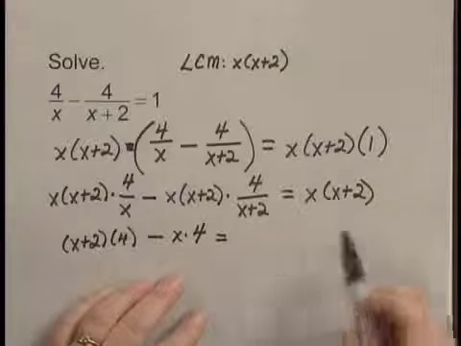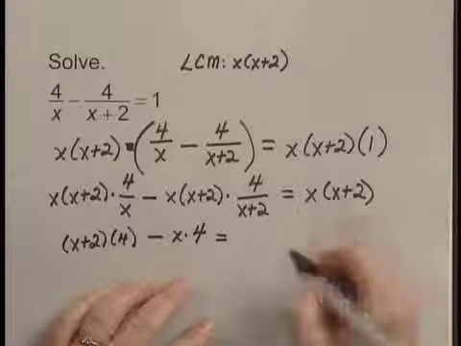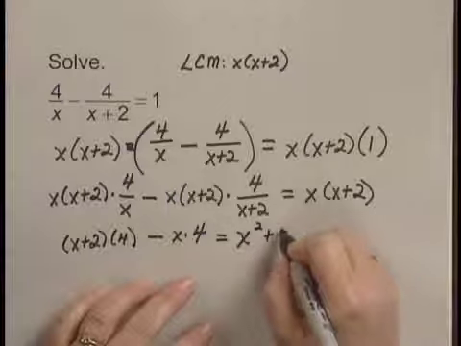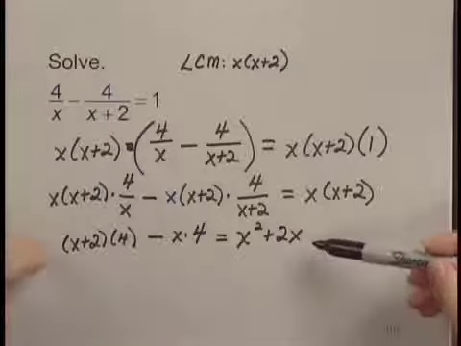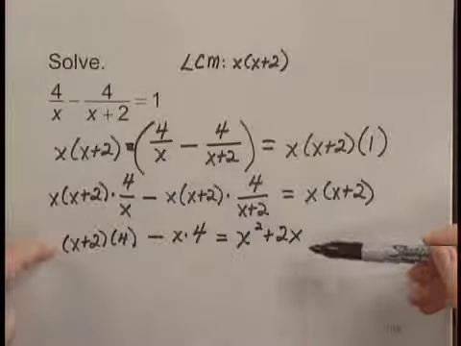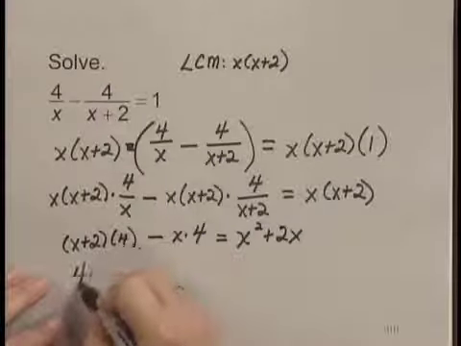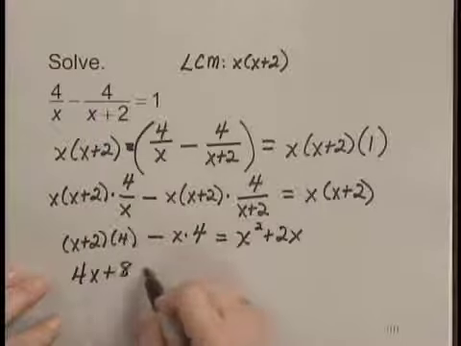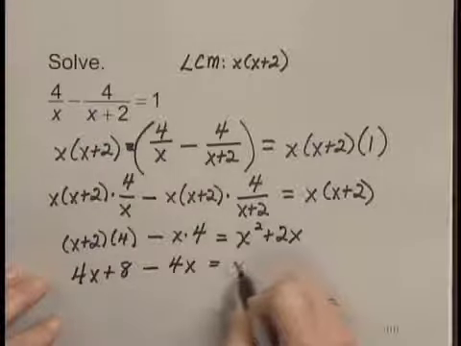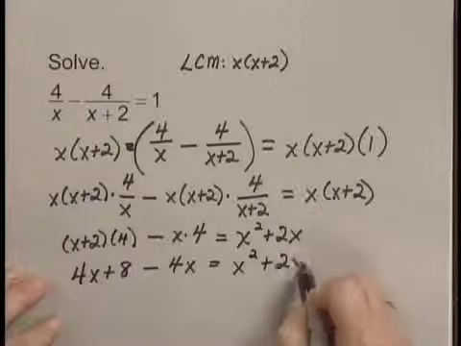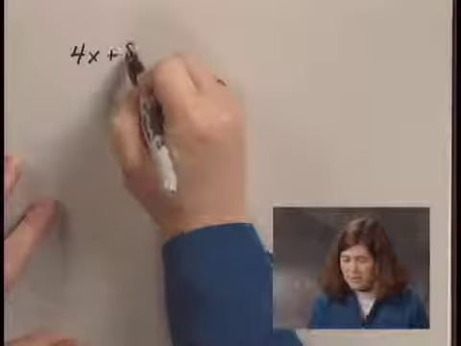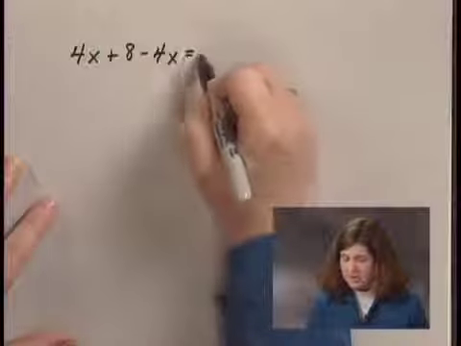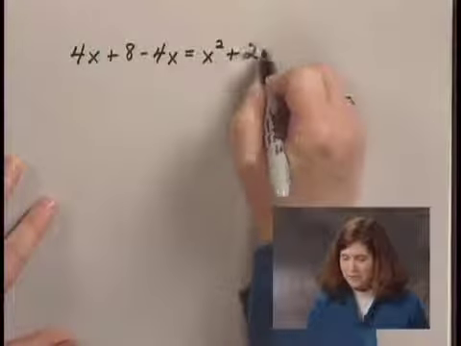And on the right-hand side, I still have x times x plus 2, which I can multiply out and get x squared plus 2x. And as I planned, there are no denominators left here. Then I need to multiply. I have 4x plus 8 minus 4x equals x squared plus 2x. I need to continue solving. I have 4x plus 8 minus 4x equals x squared plus 2x.